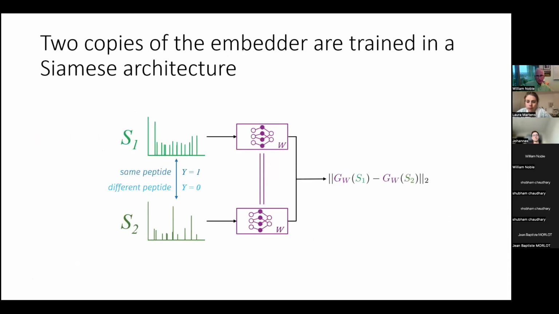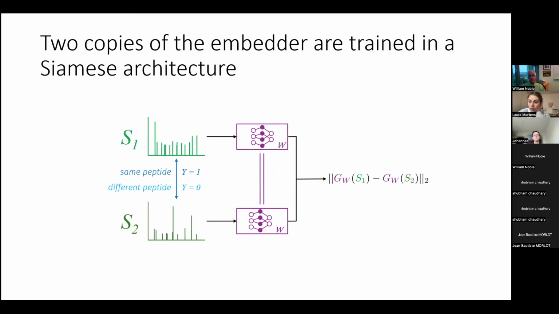So that's how you embed one spectrum, but in practice, what we're interested in is learning about pairwise relationships between spectra. So we do this with a fairly standard approach, which is the Siamese architecture. You have two copies of the embedding network. These vertical purple bars here represent the fact that the parameters of these two networks are tied. You input two different spectra, and then you have a label that says the label is positive if the two spectra were generated by the same peptide, and it's negative if they're generated by different peptides.